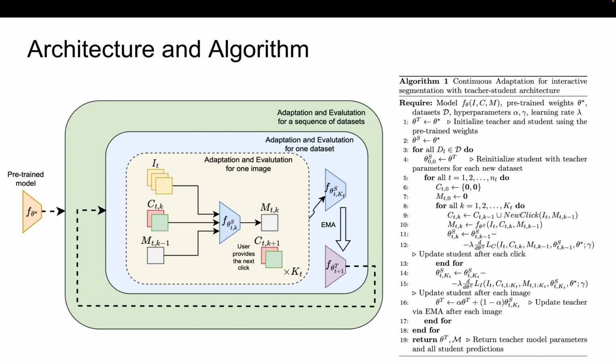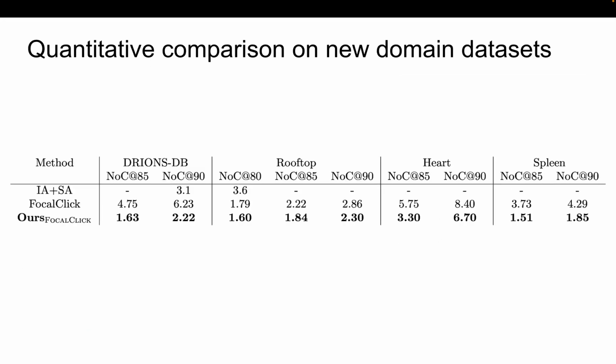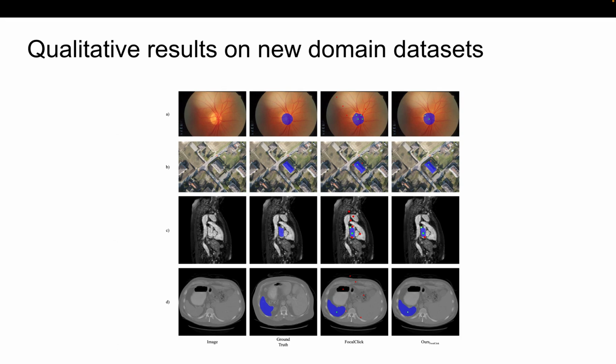With such a design, frequent updates with the student achieve improved performance on the current domain, while updating the teacher via exponential moving averages leads to a balanced knowledge accumulation from past and current domains, diminishing forgetting. We demonstrate that our method helps to achieve better performance on new domain datasets both quantitatively and qualitatively.